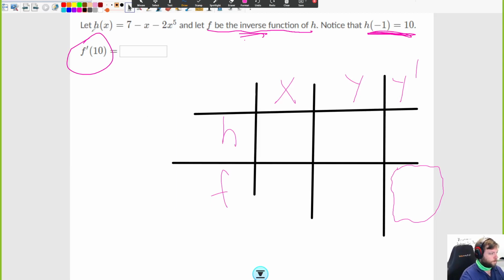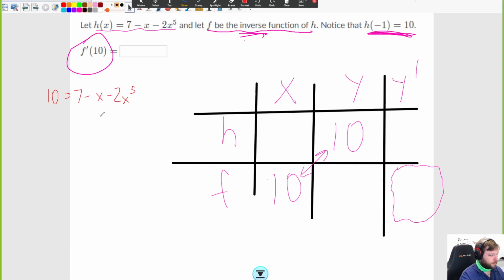So what do I know? Oh, that's a 10. And you know what that means? This guy's a 10. These are supposed to match up. All right, I want to find this thing. How do I find the x value of h when the h of x is 10? I don't have a table, but I have the function. So this is where I get to plug it in. I'm going to say 10 equals 7 minus x minus 2x to the 5th.